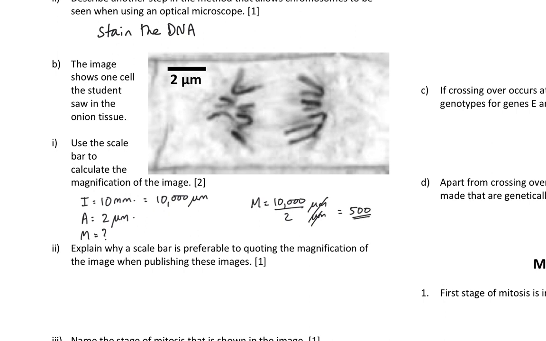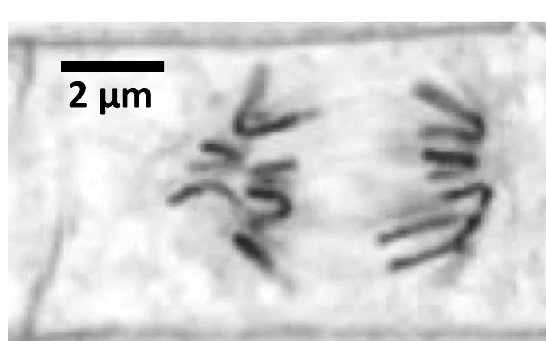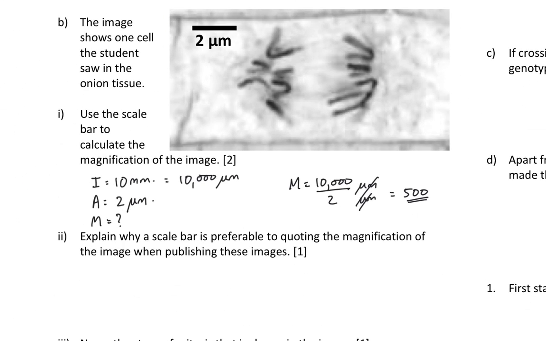If I'm assuming the scale bar is a centimeter long, and then it's quite nice to be on the screen, because why is it preferable to have a scale bar when quoting magnification when publishing these images? Well, I can change the size of this. I've now got a more magnified image. My scale bar is now, let's say, 10 centimeters long. Therefore, I'm now magnifying it by 5,000. So you can rescale the image.